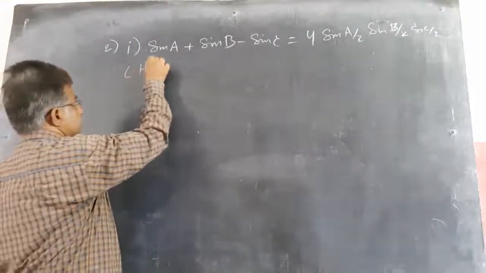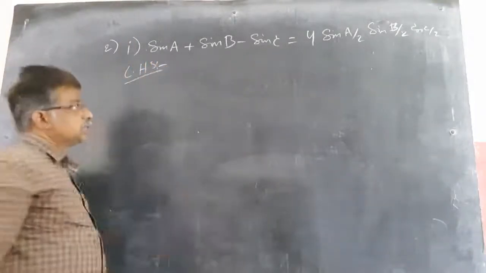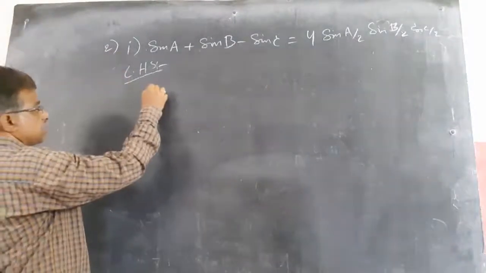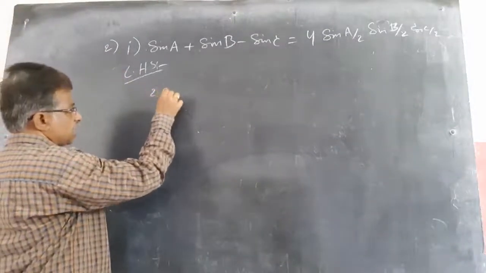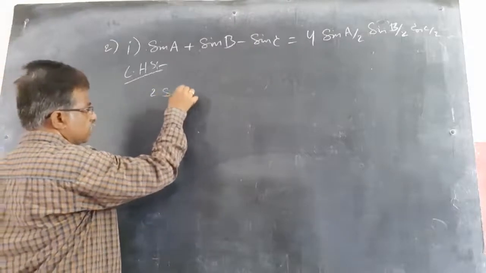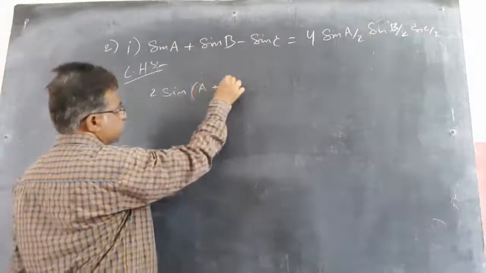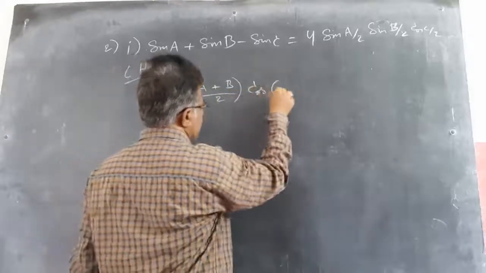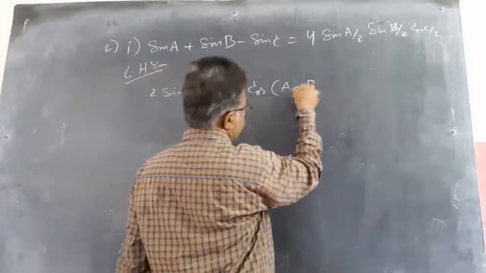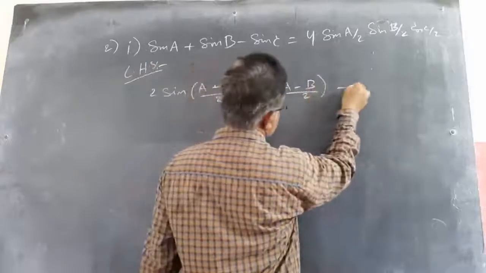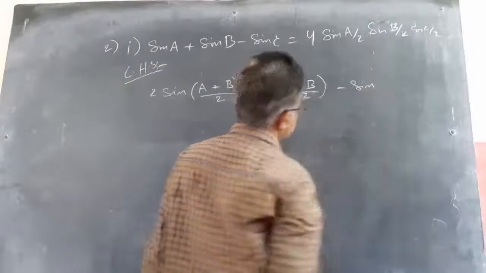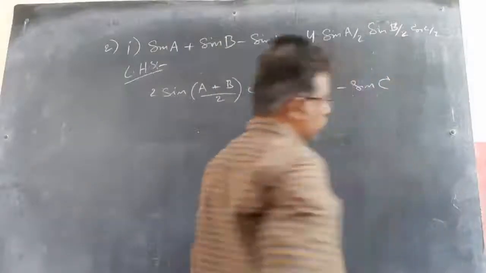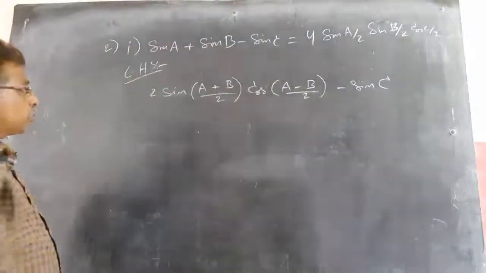LHS. This is sin C plus sin D. So I will get the sin C plus sin D formula: 2 sin A plus B by 2 into cos A minus B by 2, minus sin C. This sin C I can write as 2 sin C by 2 cos C by 2. I will do the next step.